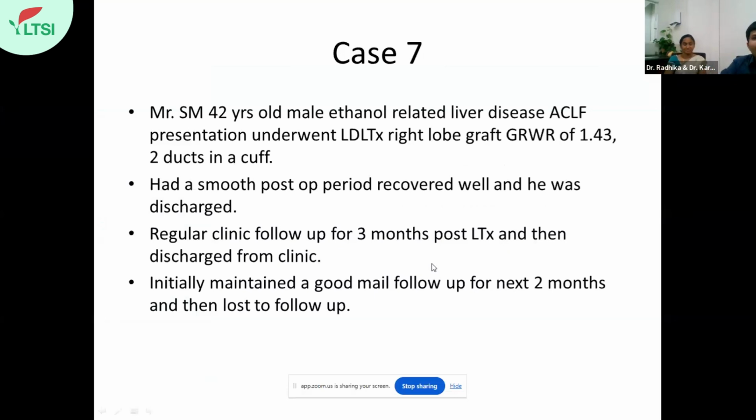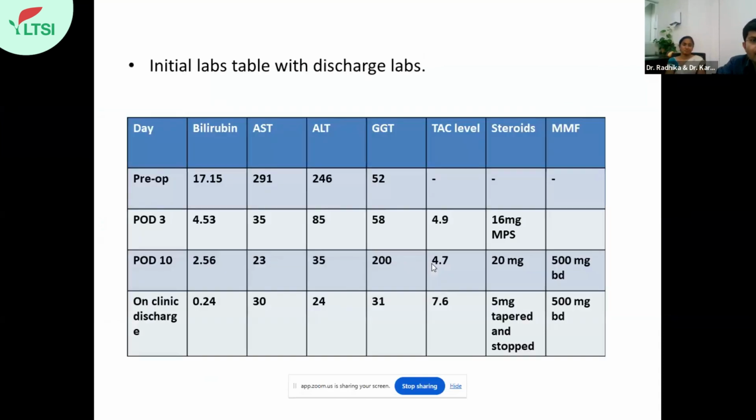So this is a 42-year-old male, ethanol-related liver disease, ACLF presentation, who underwent a living donor liver transplantation with a good graft, GRWR of 1.43, with two ducts in a cuff. Had a smooth post-op period, recovered well, was discharged, with regular clinic follow-up for the first 3 months post-transplant, and then was discharged from the clinic. Initially maintained a good follow-up for the next 2 months and then was lost to follow-up. So this is the initial set of labs and the discharge labs.